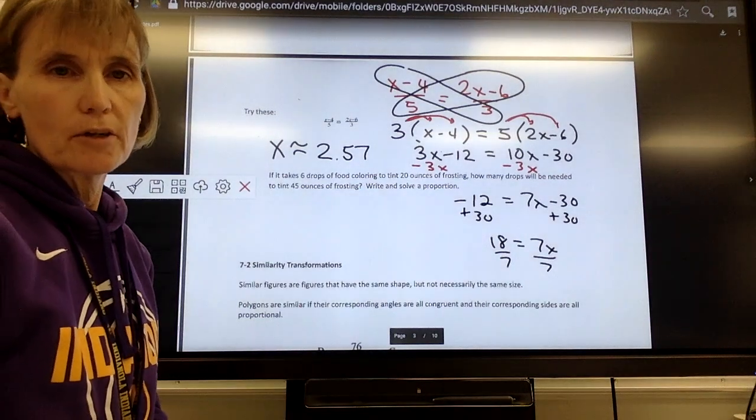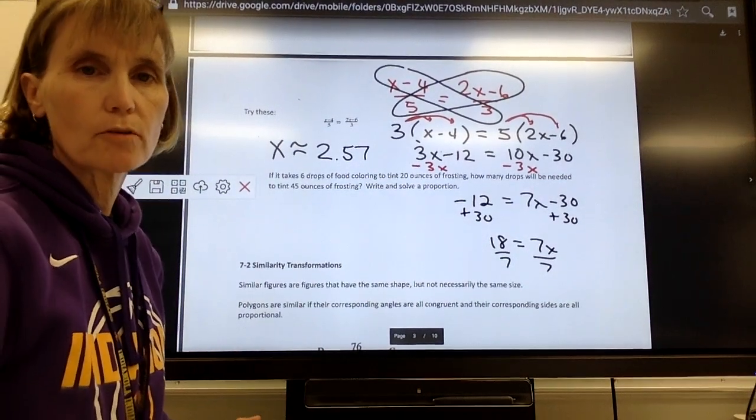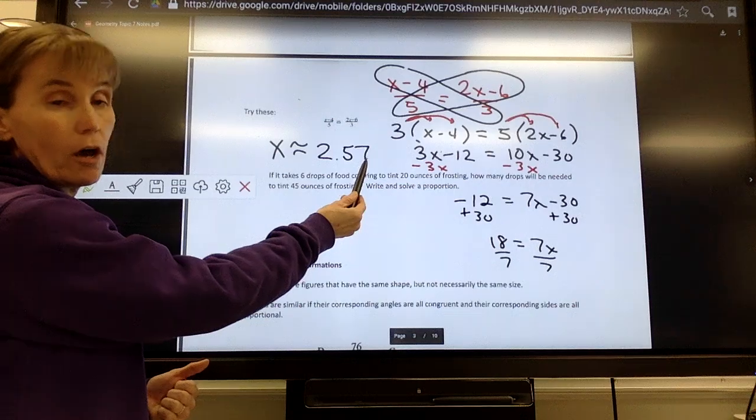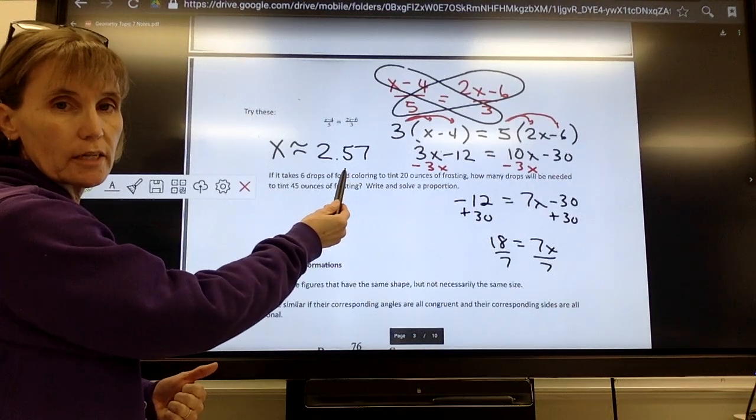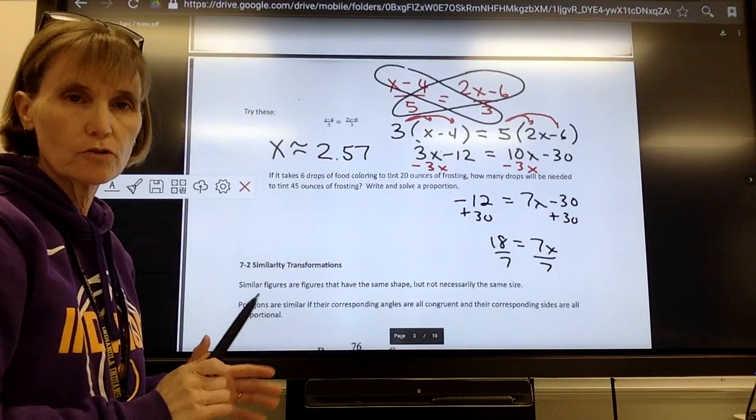Okay, again, make sure you read the directions and see what you're supposed to round your answer to. That's being rounded to the hundredth. If I wanted to round it to the tenth, that would be 2.6. So read the directions.